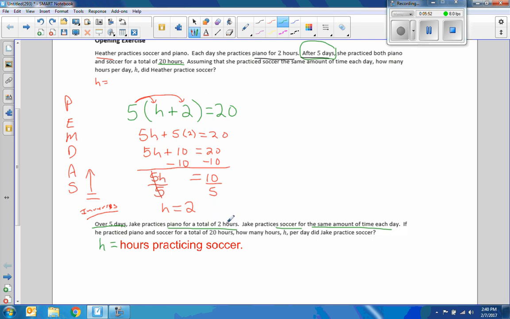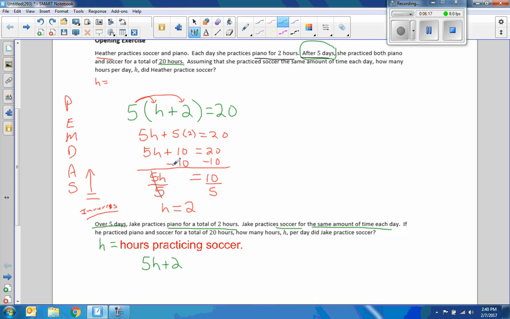Okay, so that's not each day, so I can't multiply that by that 5 like I did in the previous problem. He did not practice for 10 hours, 5 times 2. He practiced for 2 total. So this setup is going to be a little bit different. For 5 days, you practice soccer for the same amount each day. That I can easily write as 5 times H. But then practicing piano for a total of 2 hours is just plus 2.